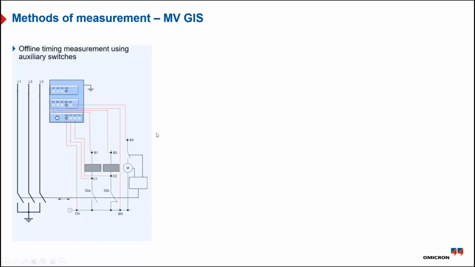The first one is to do an offline test, a timing test using the auxiliary switches. So in case you want to perform a test of this MVGIS in offline condition, then there is no way to access the primary conductors. In that case, you can do the timing measurement of the auxiliary contacts, and through that you can calculate the timing of the main contacts. This is a very crude method, but sometimes it is used.